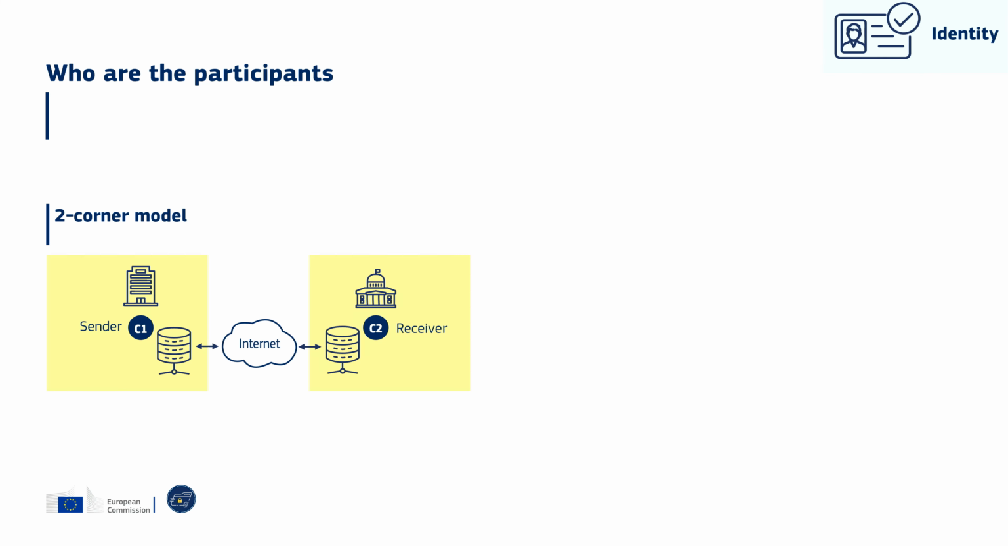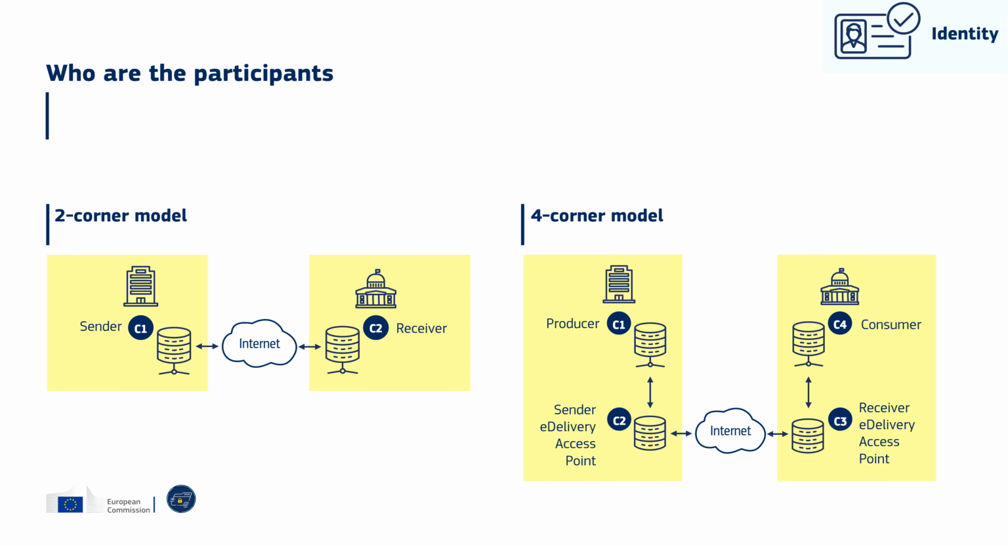The simplified, point-to-point model involves two participants, the sender of the message and the receiver of the message. In the slightly more complex topology, the four-corner model, two of the participants send and receive the message on behalf of the other two. The four participants are the message producer and the sender access point on the sending side, and the receiver access point and the message consumer on the receiving side. From the perspective of the trust relations, the point-to-point model is subsumed by the four-corner model. In the next slides, we will be focusing on this more complex case.